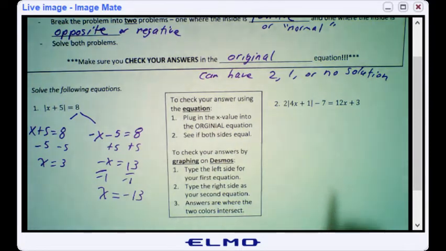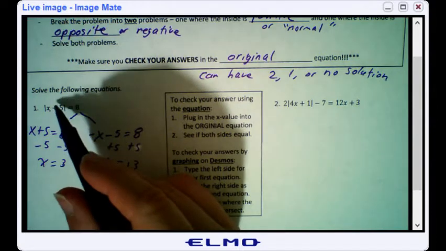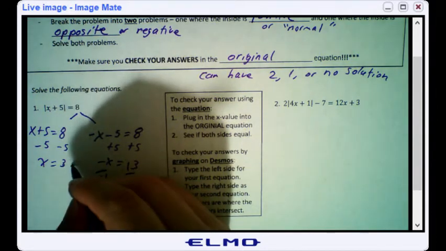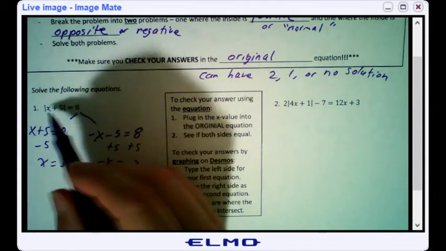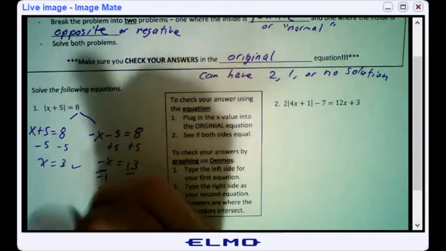Before I call it done, though, I'm going to plug it back in. 3 plus 5 equals 8. Absolute value of 8 is 8, so that checks out. Negative 13 plus 5 is negative 8. Absolute value of negative 8 is 8, so that one checks.